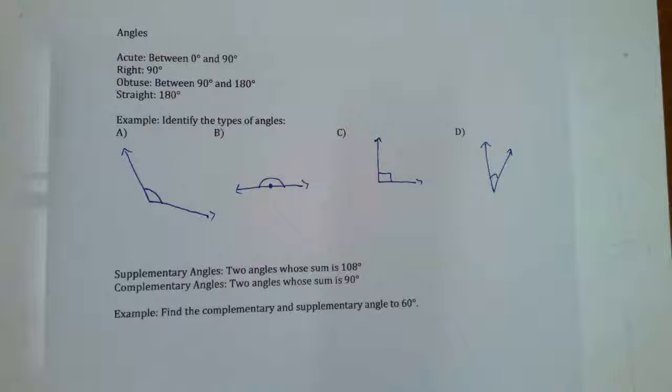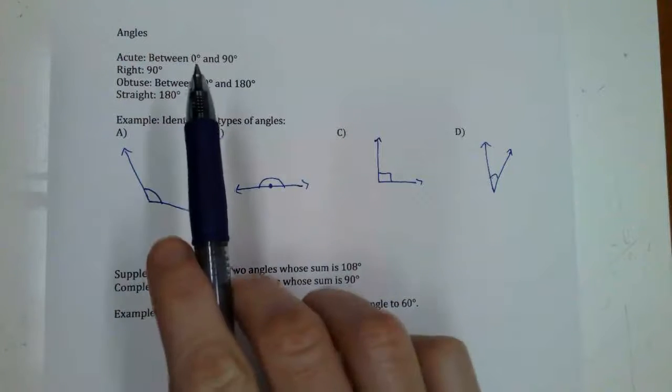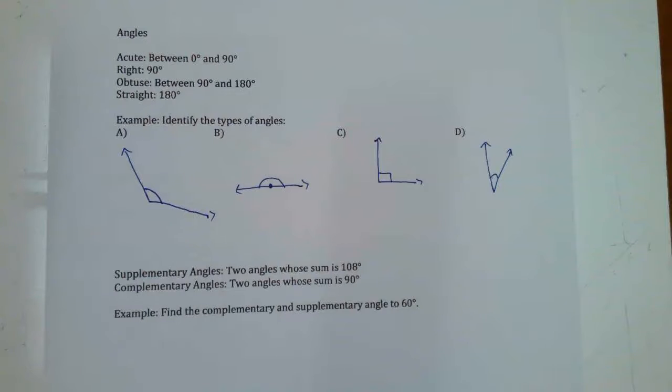Let's talk about angles. And let's start with the definitions. If I have an angle between 0 degrees and 90 degrees, we call that acute. If it's exactly 90 degrees, we say it's right. If it's between 90 degrees and 180 degrees, we say it's obtuse. And if it's exactly 180 degrees, we call it straight. And those are definitions we are going to want to know.